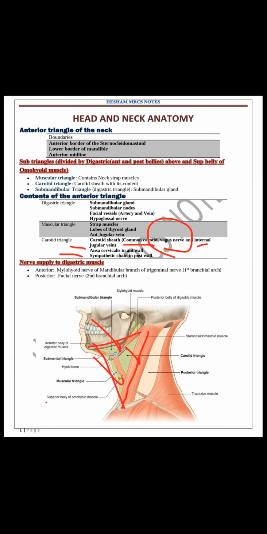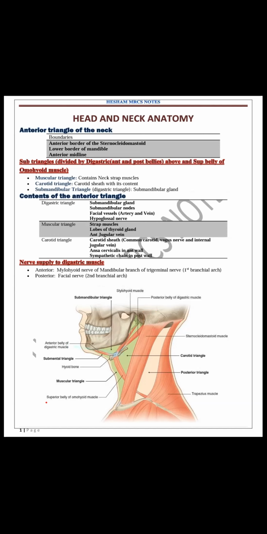You have a very important muscle called digastric muscle, which forms a boundary in each one of the subtriangles. Anterior belly is found between this triangle and this one. Posterior belly is found between this triangle and this one. Digastric muscle is extremely important to know: all its origin, insertion, nerve supply, and action. Anterior belly from digastric fossa to be inserted into the hyoid. Posterior belly from the mastoid process to be inserted into the hyoid.